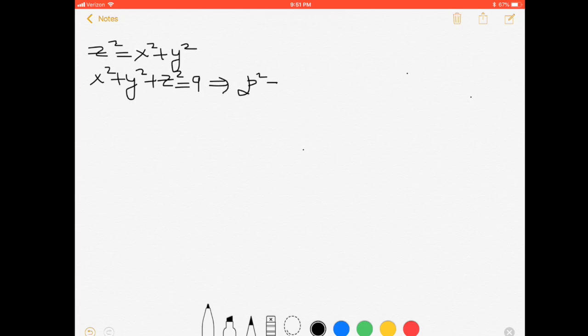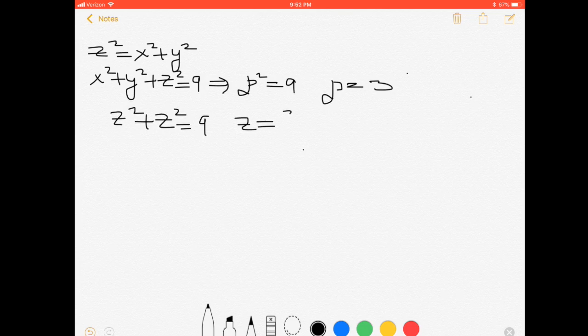This means from here we have rho squared equal 9, so rho equals 3. But remember, because x squared plus y squared equals z squared, plugging into our second equation, we have z squared plus z squared equal 9. This means z equals 3 over square root of 2.